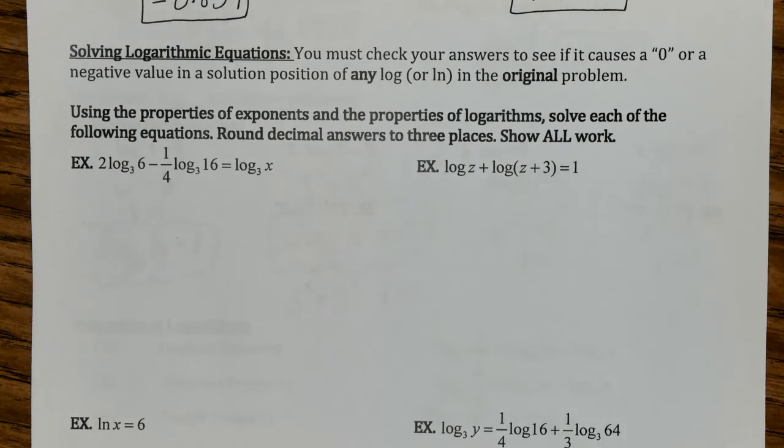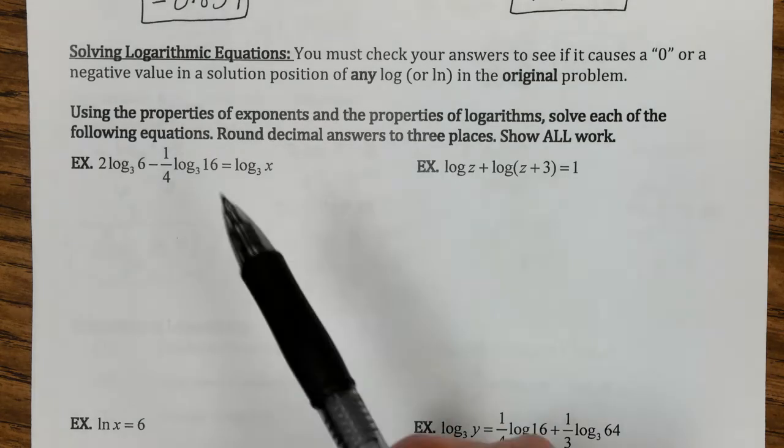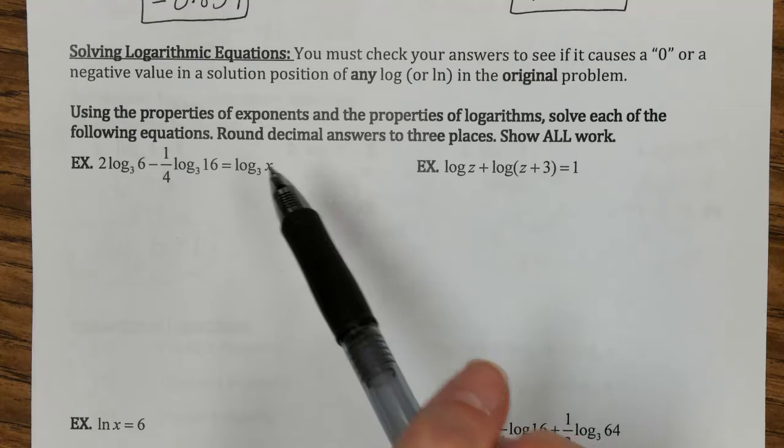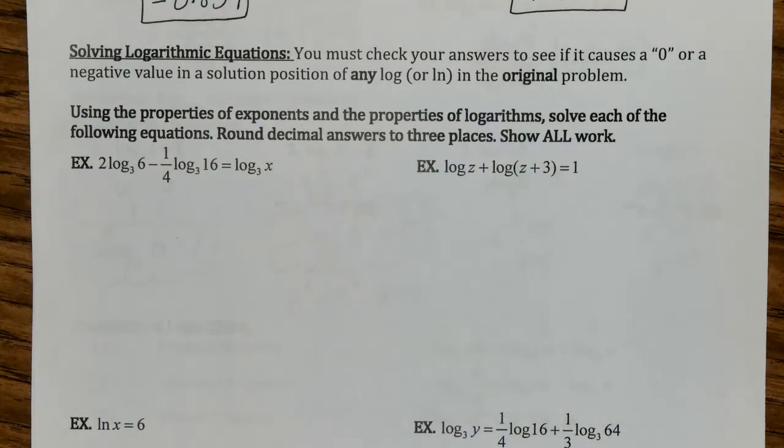So when you're solving logarithmic equations, you got to check your answers to see if it causes a 0 or a negative in that solution area, because remember you can't take a log of a negative or a 0. So you're going to have to plug it back in to check your original answers. So you're going to use the properties of exponents and the properties of logs to solve each of the following equations. And you're going to round your answers to 3 places behind the decimal. So you are going to do everything you can to condense it to where you can solve.